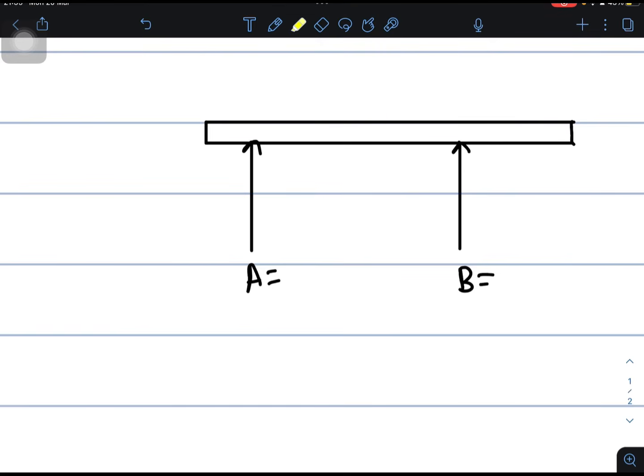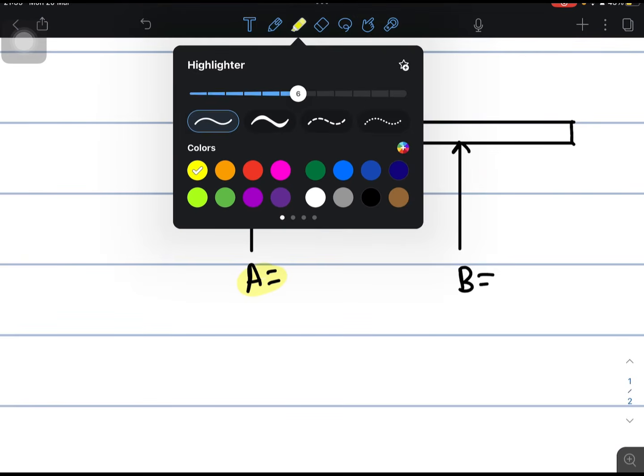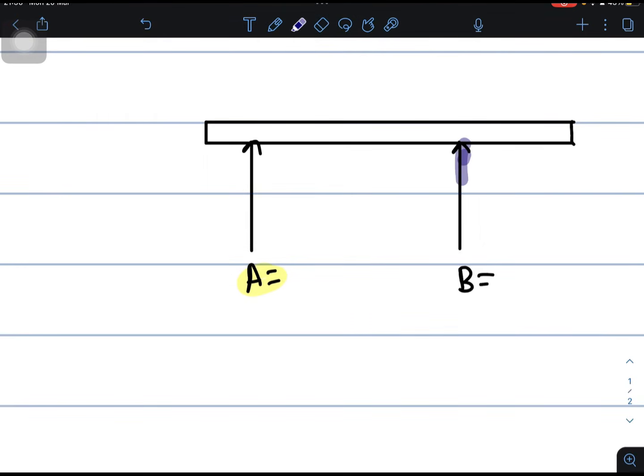You'll see when I'm doing a question what I mean. Let's say I want to find reaction A. I will take moments about reaction B, meaning reaction B I will treat as a turning point, and reaction A I will treat as a force.